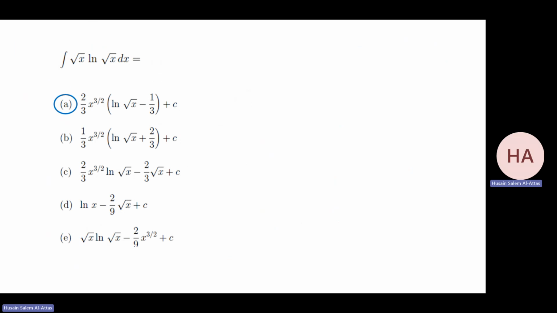Next, the integral of square root of x times ln square root of x. I let u equal square root of x. u squared equals x, so 2u du equals dx. So I have u, ln u times 2u du.